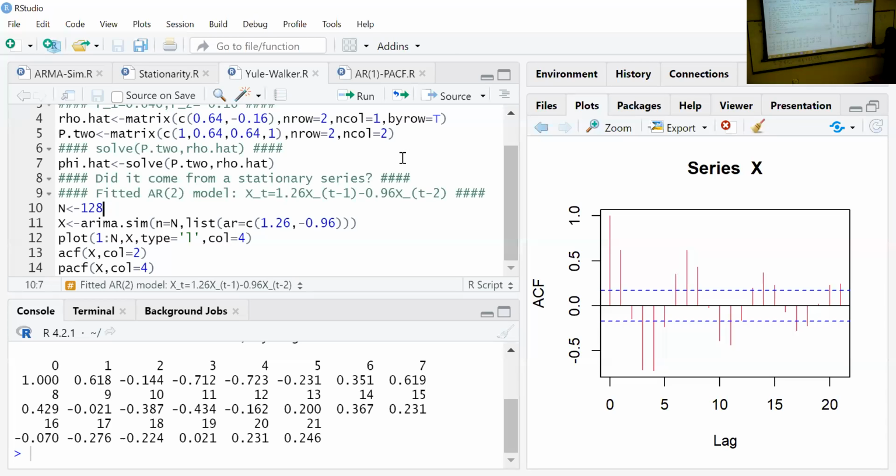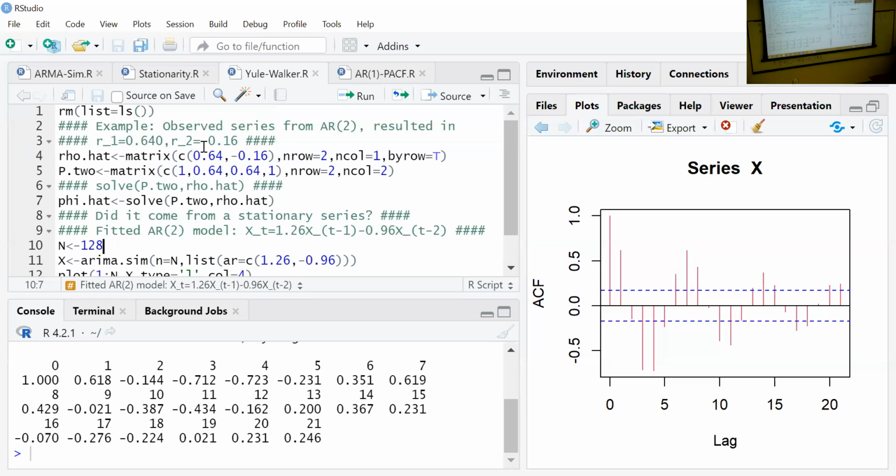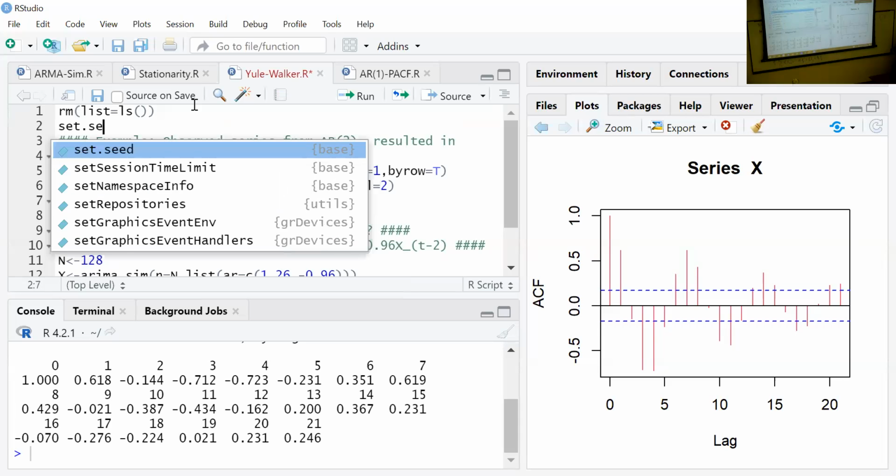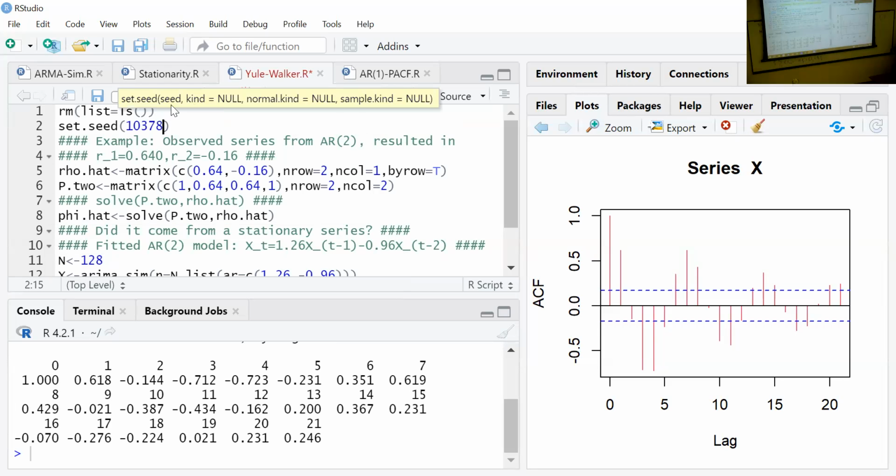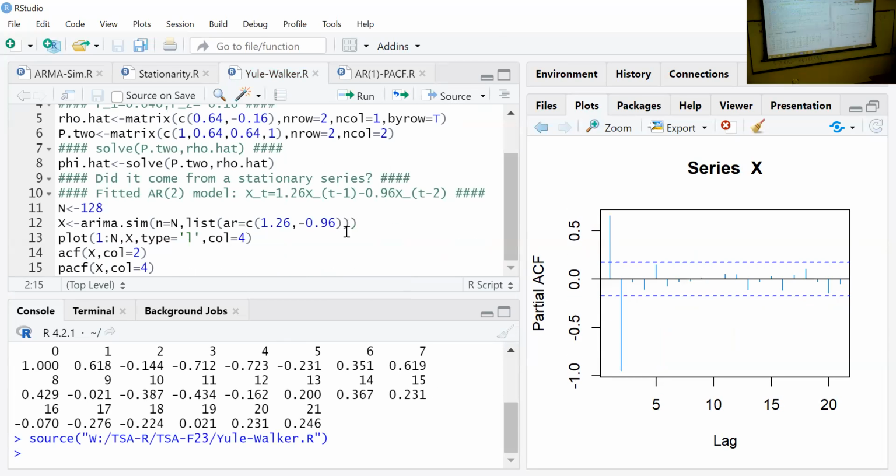Good. I want you to give it a try at home. I will set the stage here, but you can play with it after I post it. So you've got ACF, PACF, everything, and use the true model, 1.26 for phi1, negative 0.96 for phi2. Write the characteristic equation, find the roots of that characteristic equation, and see if they lie outside the unit circle. Good. Okay.